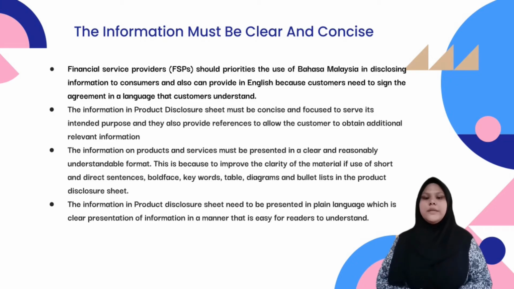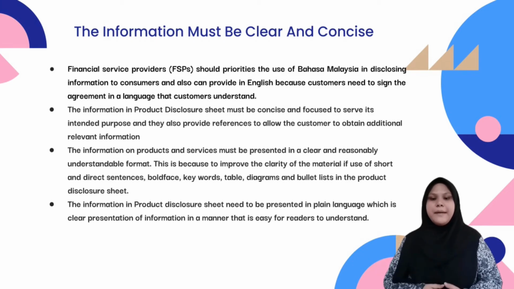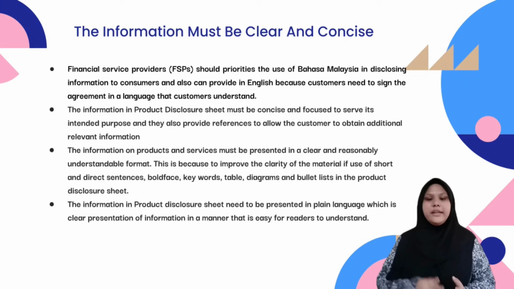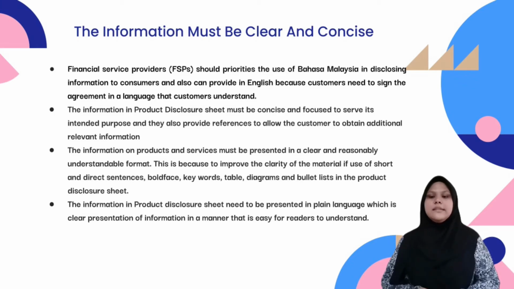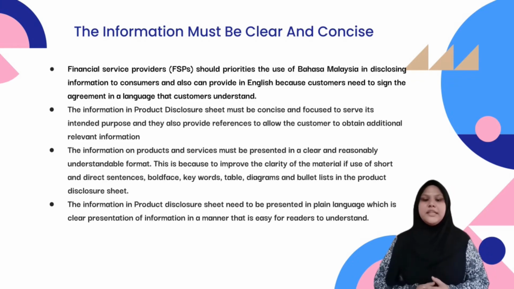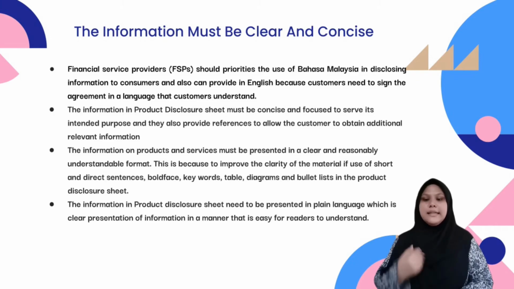The information on the product and services must be presented in a clear and reasonable, easy to understand format. This is to improve the clarity of the material, by using short and direct sentences, boldface, keywords, tables, diagrams, and bullet lists in the product disclosure sheet so the customer can easily understand. And the last one, the information in the product disclosure sheet needs to be presented in plain language, which is a clear presentation of information in a manner that is easy for the reader to understand.